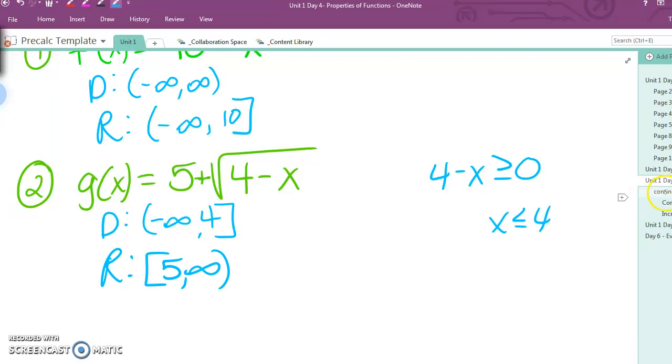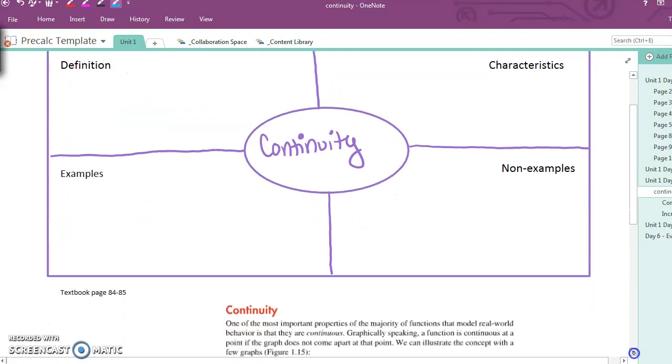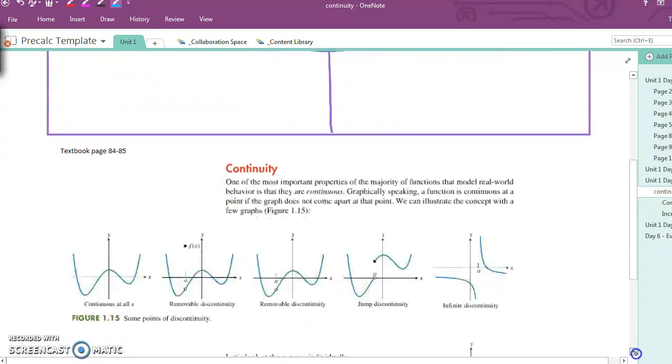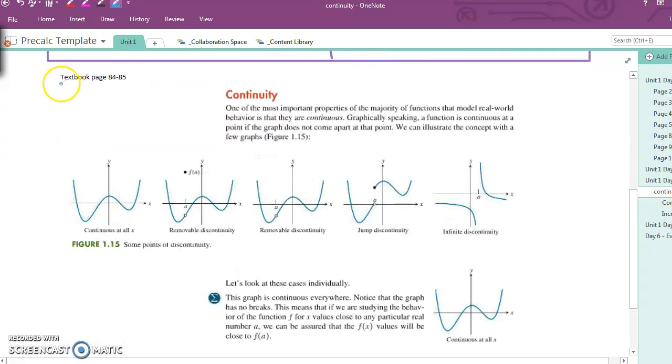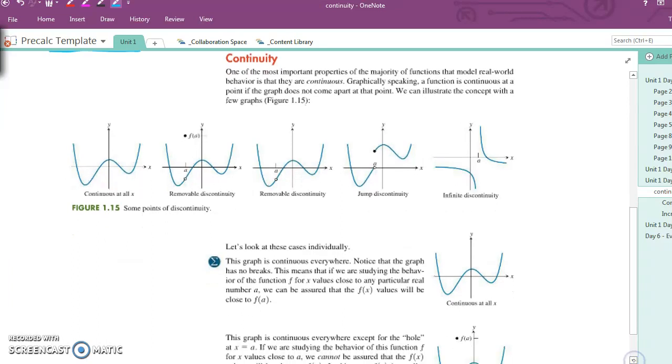Now we're going to talk about something called continuity. So what I want you to do is pause the video and copy this chart into your notebook. The class is going to look at the textbook and fill this chart in using the textbook. You can find this in one of two ways. You can go to MathXL and log in and look at Unit 1, Day 4's assignment and get the question help. Go to the textbook pages, there it is. Or you can pause the video here and just look at the textbook here.